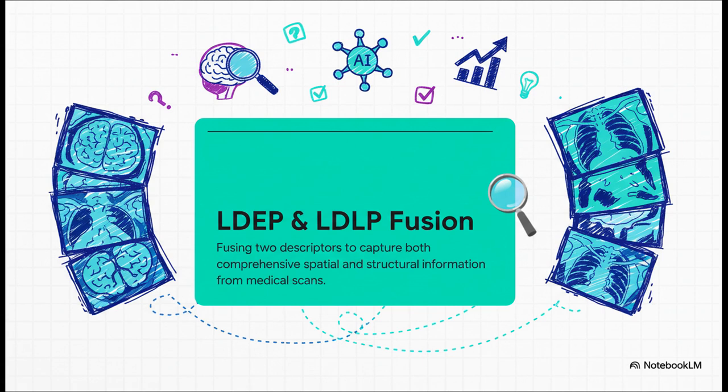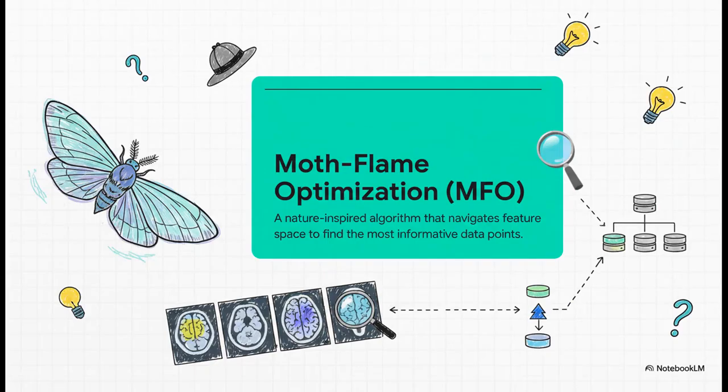When you fuse their work together, you get a much richer, more complete picture of what's going on in the scan. But that combined portrait is huge, and it's full of redundant information. That's where the smart editor comes in.